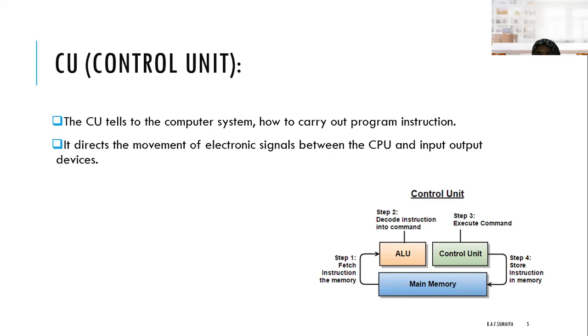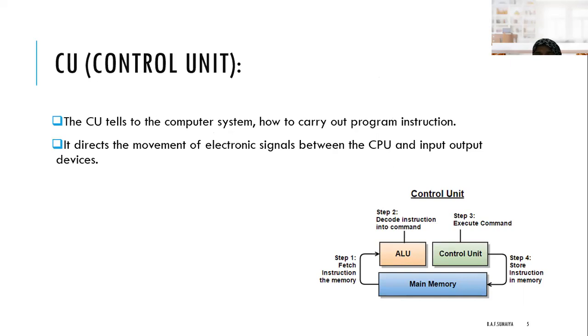CU. The second, CU, control unit. The CU tells the computer system how to carry out program instructions. It directs the movement of electronic signals between the CPU and input-output devices.